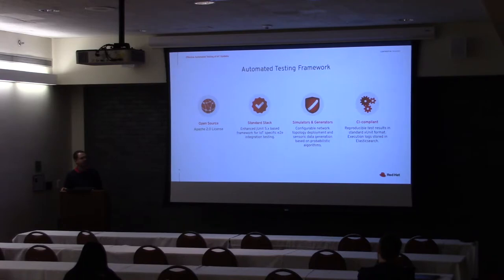First of all, we had to put in place some hard stop requirements. Of course, it had to be open source, right? The second one is that we wanted to build, as I mentioned, on de facto standard technologies, which in our case was JUnit 5. Then the most important features, let's say, were the simulators and generators, network simulations and data generators, so that we can automate network deployment and automate the data generation to properly test the IoT application. And the last one was that it had to be CI compliant, so that we can hook it up to a CI tool like Jenkins or Travis.